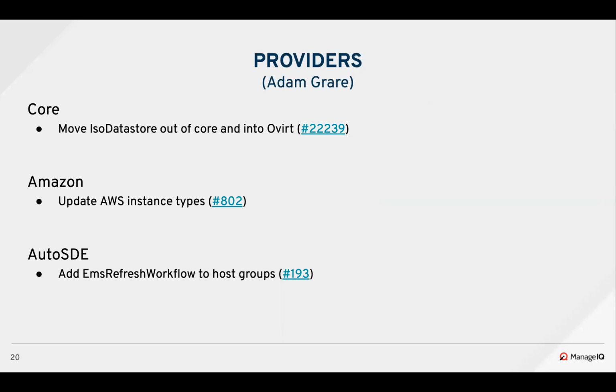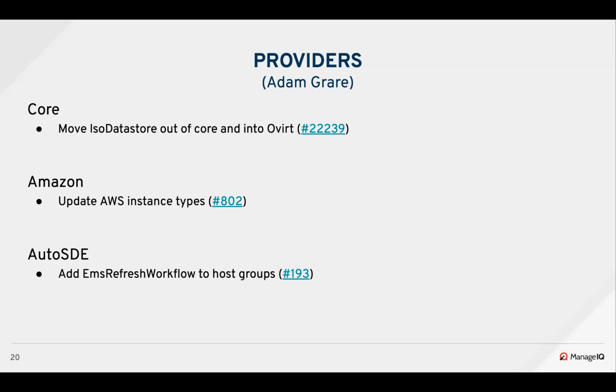Thank you. So for providers this sprint, Nasser completed the work to move the ISO data store model out of core and into oVirt. This is something which had been on our list for a while since it had some RHV specific logic and API calls that were in a core model, which really belong in the provider plugins. So he updated this to be subclassed off the storage model and did a data migration to convert existing ISO data stores over to the oVirt and the RHV subclasses.